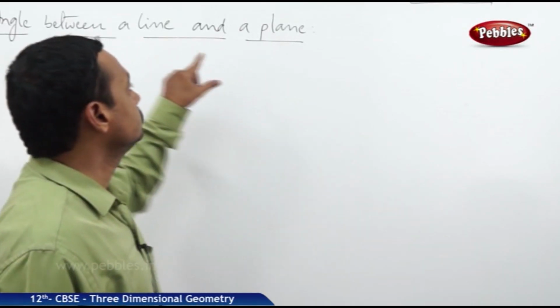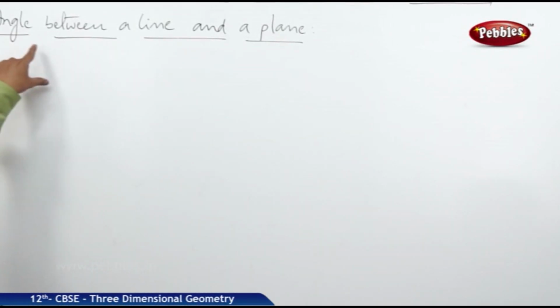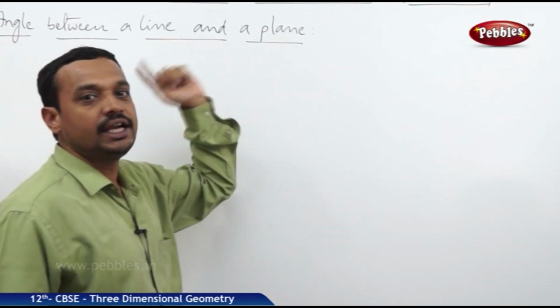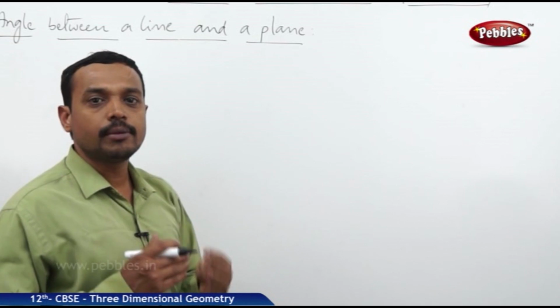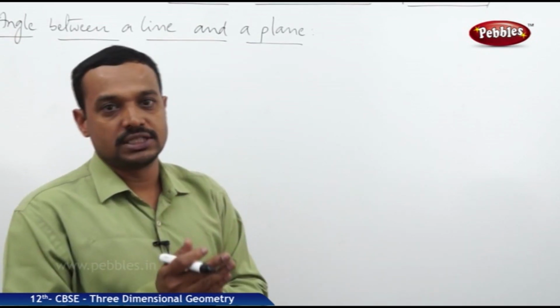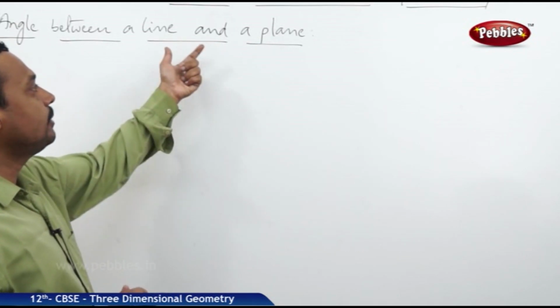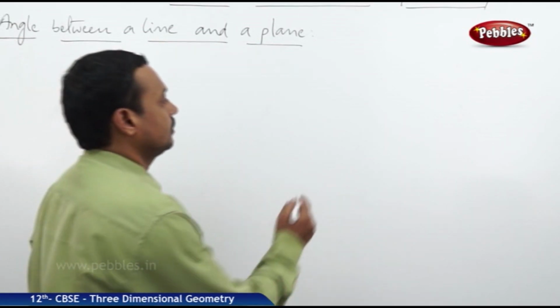Now we have one more concept in three-dimensional geometry, that is the angle between a line and a plane. Already we determined the angle between two planes. Right now we are going to find the angle between a line and a plane.